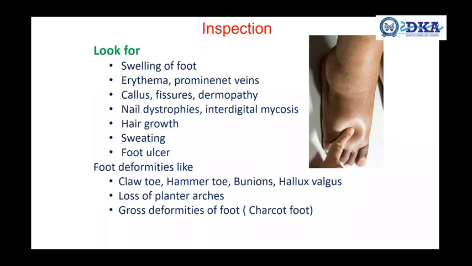If the patient already has autonomic neuropathy, the patient will have dry skin, absence of sweating, and these patients are more prone to foot ulcers. Apart from these signs, we have to look for foot deformities like claw toe, hammer toe, bunions, and hairless areas must be noted, and the arches have to be measured.